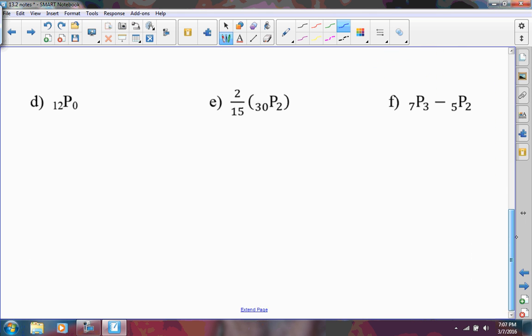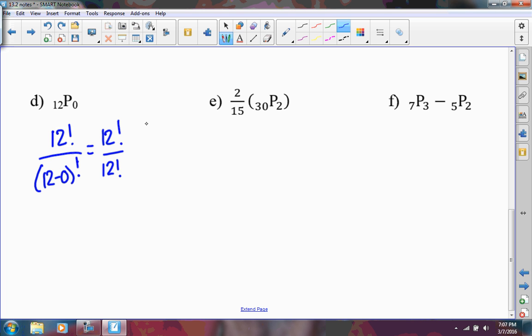All right, for part D, again, if you're typing that into the calculator, 12 factorial over 12 minus 0 factorial is what we're really thinking through here. And that would be 12 factorial over 12 factorial. Now when you have a numerator and a denominator that are the same, it's going to divide out and you're going to get 1. So when you type this into your calculator, you would do 12 and then the little permutation button and then 0, and it should give you 1. Okay, and that'll happen anytime that second value is a 0. You'll get 1.